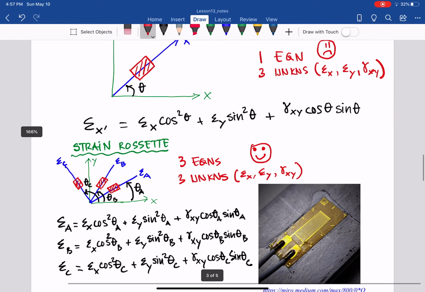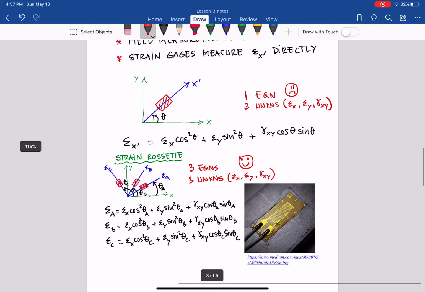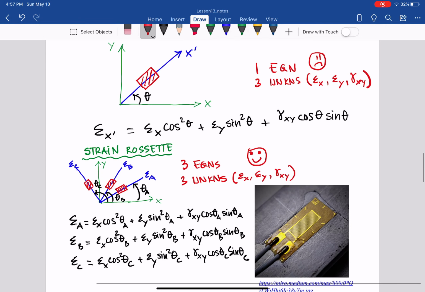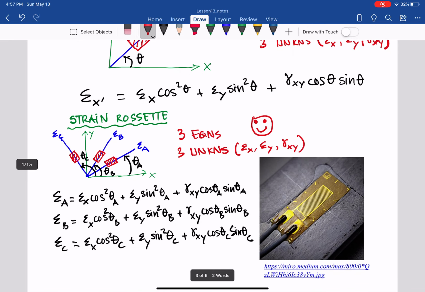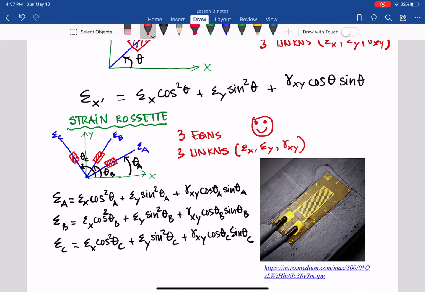So as you can see, in real life applications we just apply three strain gauges in the rosette setting, and then we have three equations to solve. So let's apply this to worksheet 13A, then we move on to 13B, then to the generalized Hooke's law later on, and then we move on to worksheet 13C.